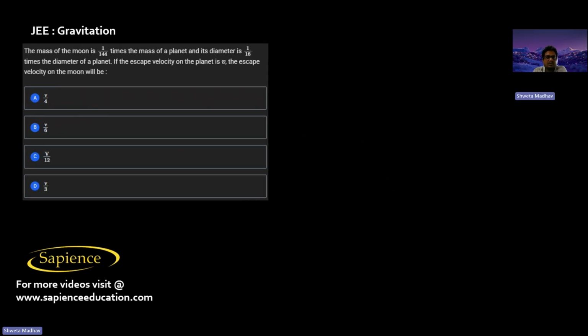Then it is told the mass of the moon is 1 by 144 times the mass of a planet. The diameter is 1 by 16 times the diameter of the planet. If the escape velocity on the planet is v, the escape velocity on the moon will be.